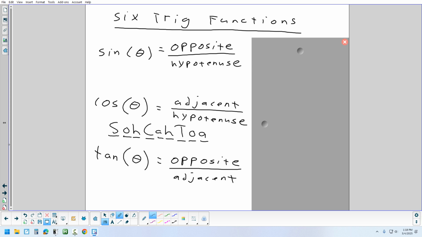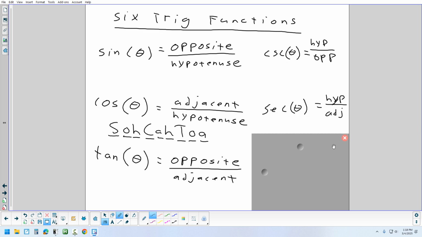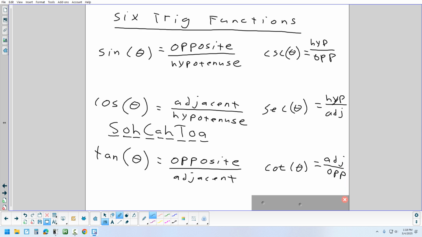All right, now, once you know those three, what do we always do to get the other three? We flip them. So what's the name of the one you get when you flip sine? Cosecant. And that would be hypotenuse over opposite. What's the name of the one when you flip cosine? Secant, hypotenuse over adjacent. And then cotangent, adjacent over opposite. So if we know the three on the left, we automatically should know the three on the right because you just flip them.